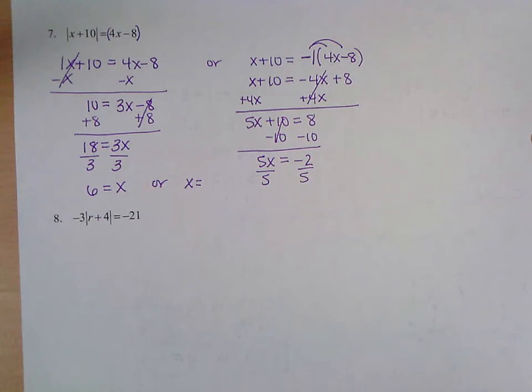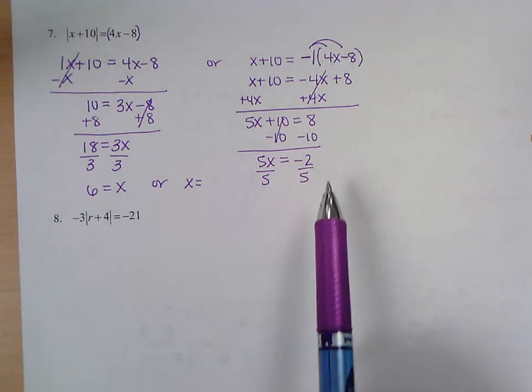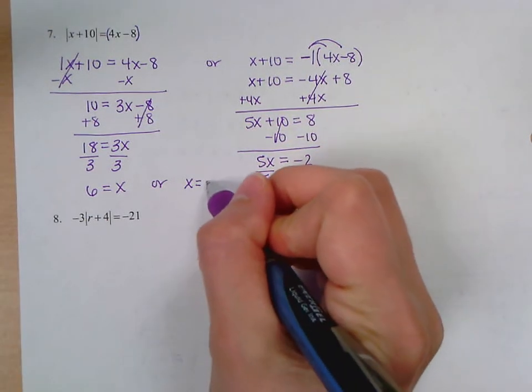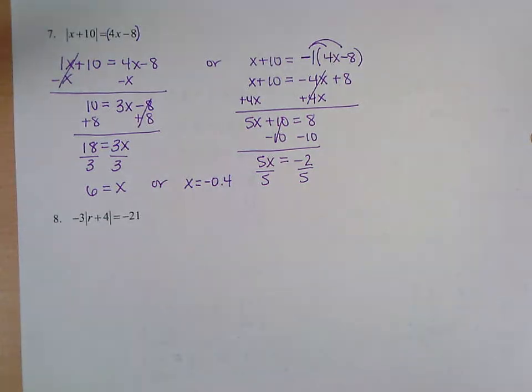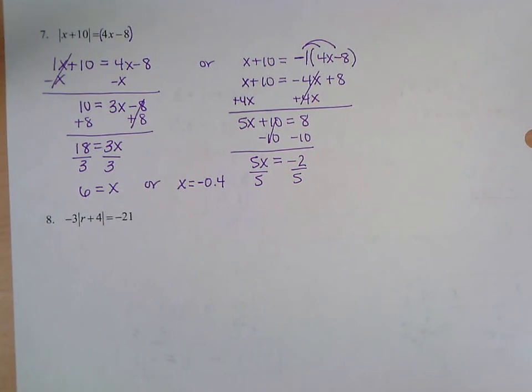That is a terminating decimal. And because it's important that you check your answers, a decimal might be easier to plug in if you can change it to a decimal if it's not repeating. So negative 2/5 is negative 0.4. So those are the two answers that I got. As I said, it's important that you check both of these.